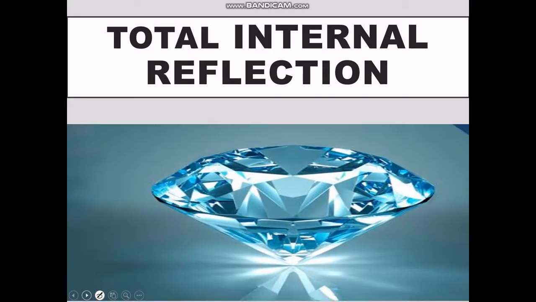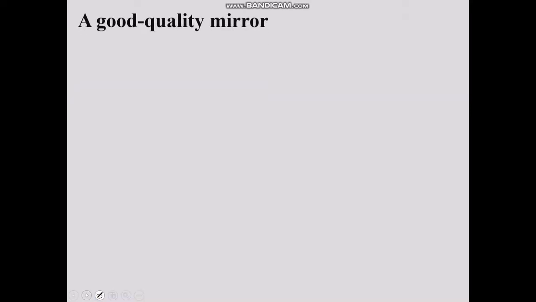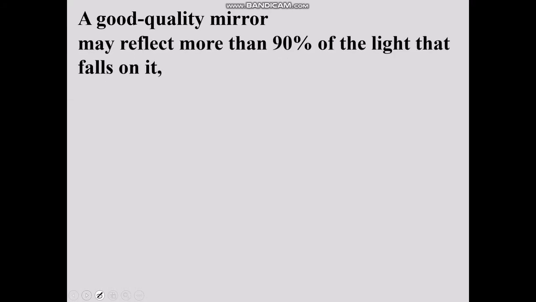Today's lecture will comprise a phenomenon known as total internal reflection. A good quality mirror may reflect more than 90% of the light that falls on it. You know, a mirror's phenomenon is associated with reflection, but it absorbs the rest. That means 90% will be reflected and some percentage, say approximately 10%, will be absorbed.